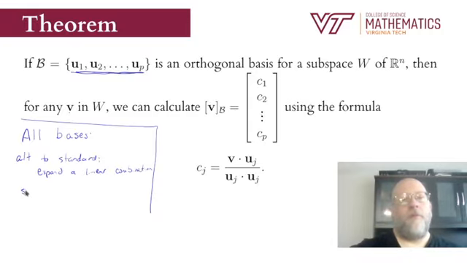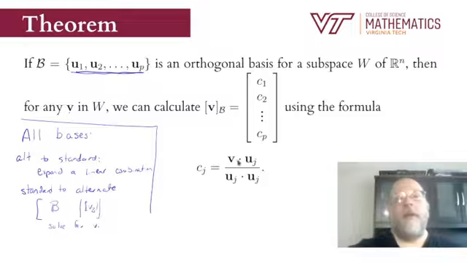But if we wanted to go from standard to alternate, we had to augment a matrix. We put the vectors in the alternate basis on the left. We put the vector on the right. We row reduced, and then we solved for v. This works for all bases.